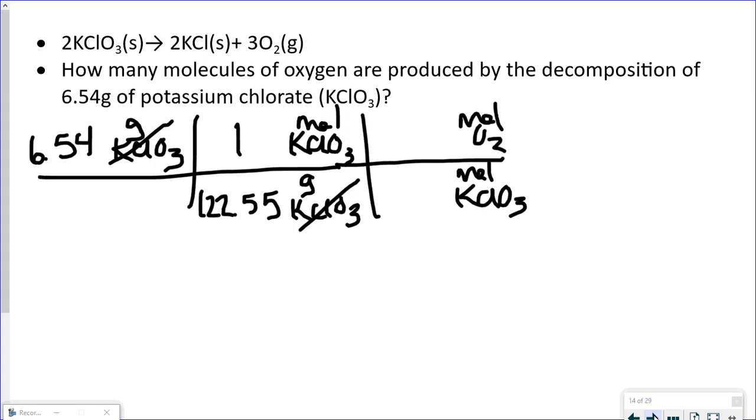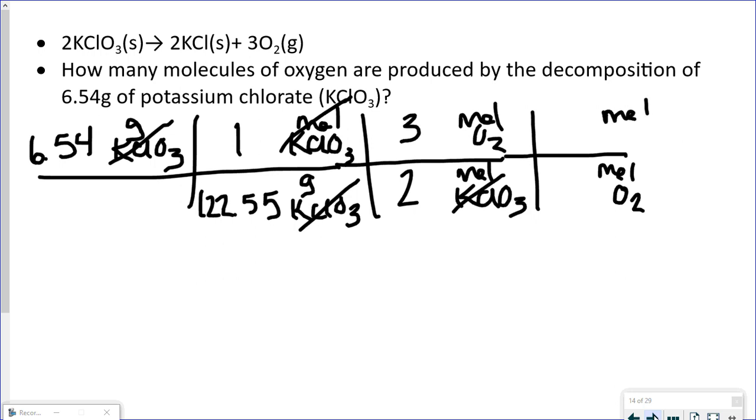Mole to mole is molar mass, or excuse me, mole ratio. So according to our equation, we have 3 moles of oxygen per every 2 moles of potassium chlorate. That cancels out moles of potassium chlorate, leaving us with moles of oxygen, but we're looking for molecules. So we're going to do an additional step. Moles of oxygen will go to the bottom. Molecules will go up top.